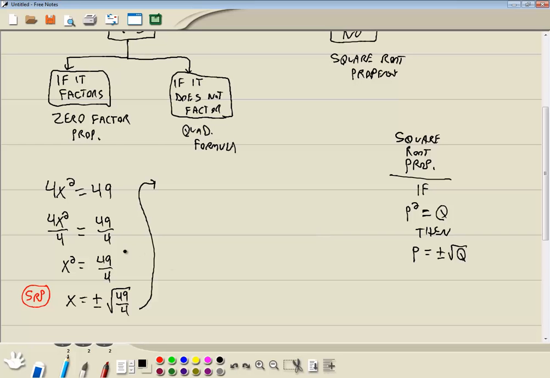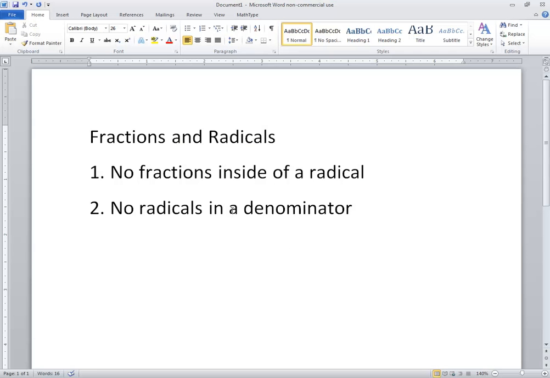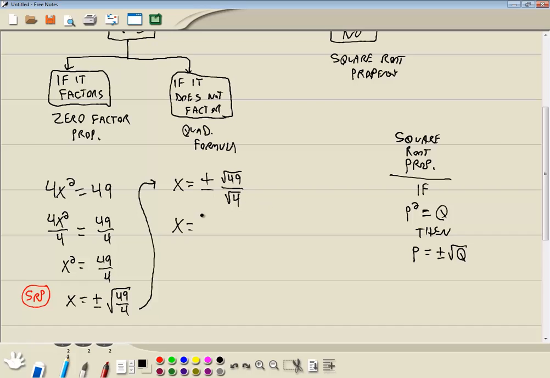Well, if I come back here, we have a fraction inside of a radical. So that's no good. But we've got a property that says if you have a fraction inside of a radical, you can split it up. You can put a radical around the top and a radical around the bottom. In this case, we'll put the square root of 49 on top and the square root of 4 down below. Which creates another issue, because we said we can't have a radical in the denominator. But actually, when we split this up, the square root of 49 is 7.